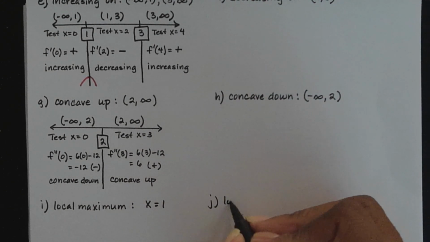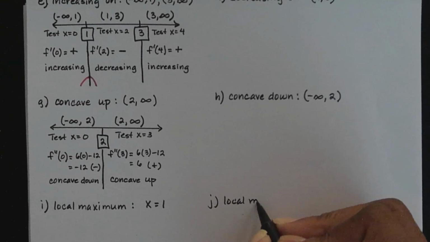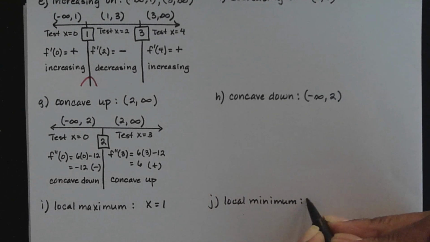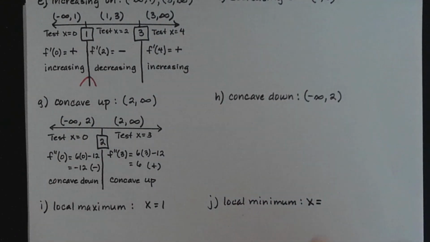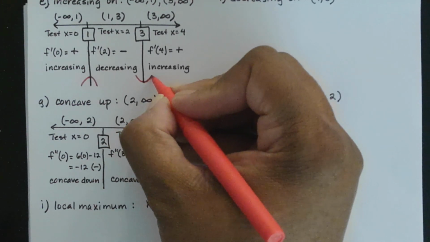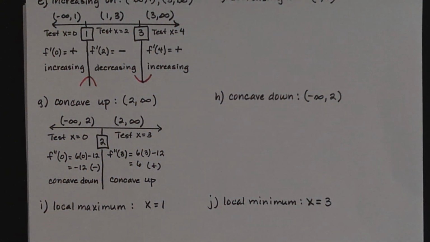And then J asks for the local minimum. What x value represents your local minimum? X equals 3. Because as you can see here, on the left of 3, we're decreasing, and then on the right of 3, we're increasing. So your local minimum will be at x equals 3. And that's problem number 3 altogether.